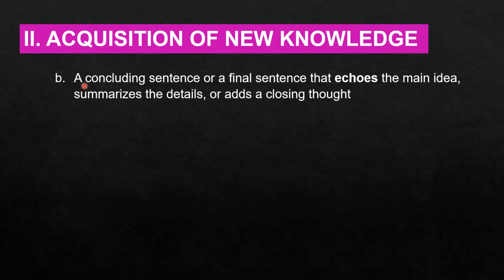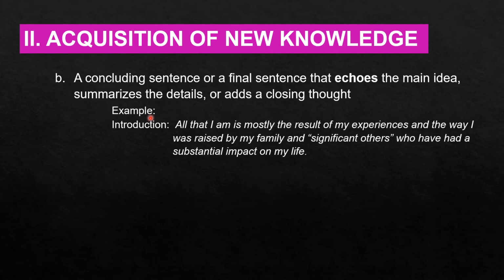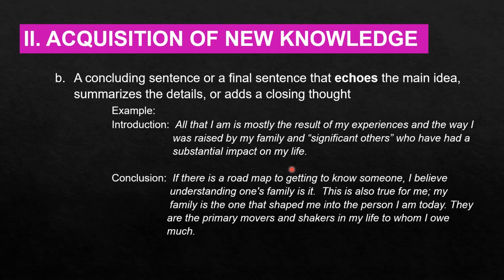Another one is a concluding sentence or a final sentence that echoes the main idea, summarizes the details, or adds a closing thought. For example, in the introduction: all that I am is mostly the result of my experiences and the way I was raised by my family and significant others who have had a substantial impact on my life. So in the introduction, the writer uses the topic sentence that she is mostly the result of her experiences and the way she was raised by her family and significant others who have had a substantial impact on her life. So notice the conclusion.